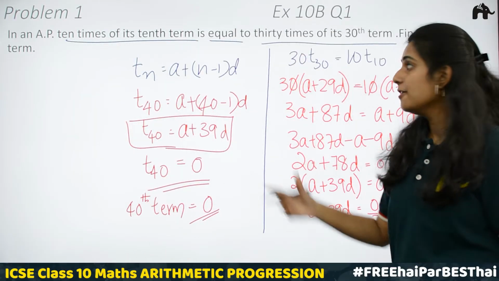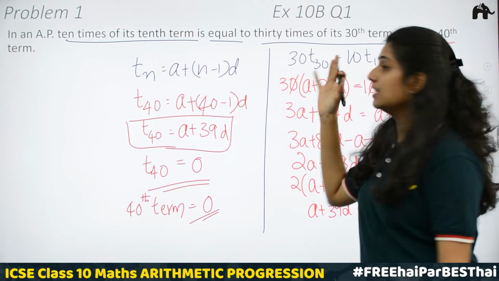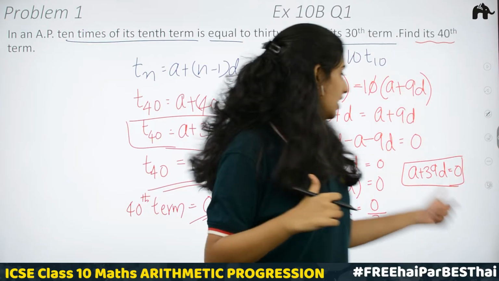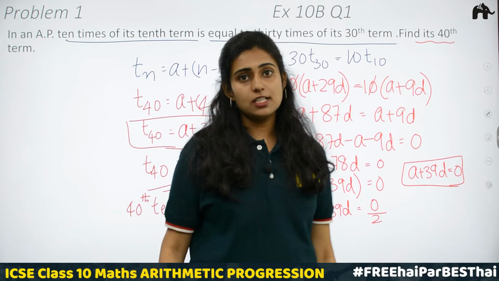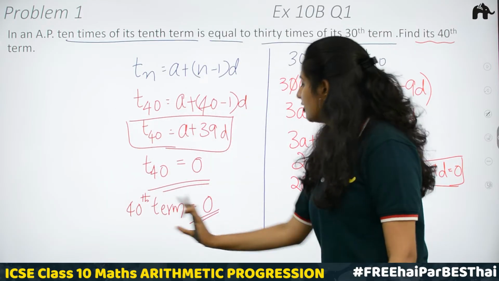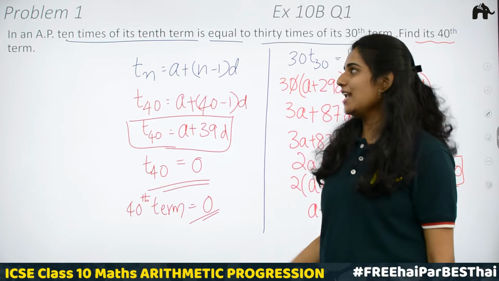Clear? From the given condition, the first thing and the second thing, they are equal. From that, we have got A plus 39D equal to 0. Now, what is the 40th term? The 40th term is A plus 39D. Therefore, we got the 40th term equal to 0. Clear? Let's move on to the next problem.